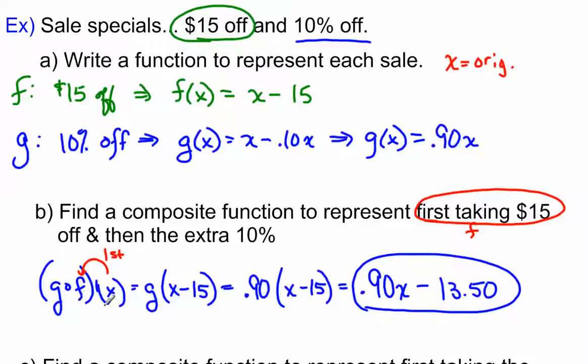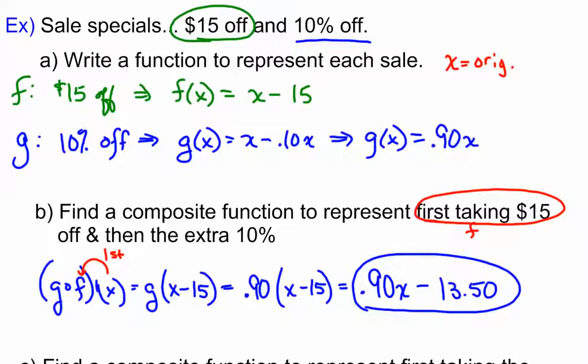Okay, g of f of x would be g of, well, what's f? x minus 15. Okay, and then what does g tell me to do? It tells me to take this x minus 15 and multiply it times 0.90. And that gives me 0.90x minus 13.50.